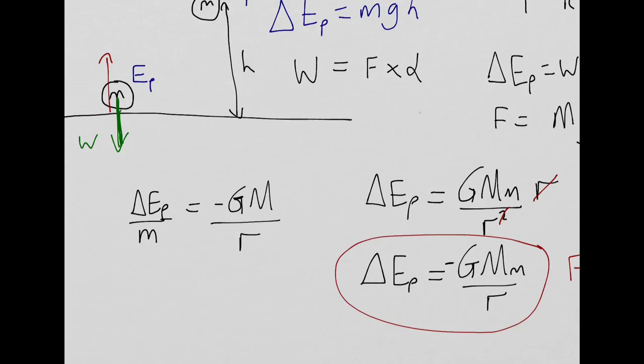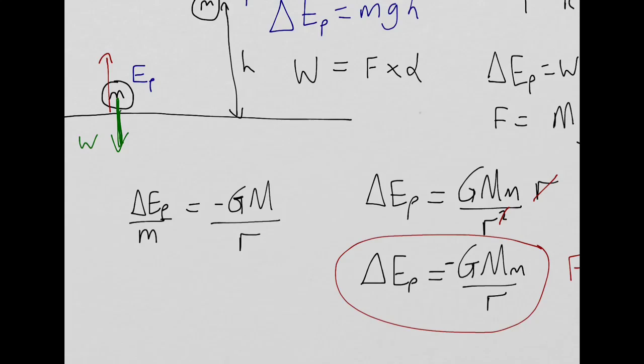So what it means is, if I was to move an object, or if I was to be moved a distance r from the surface of the Earth, I would therefore have a change in gravitational potential energy for every kilogram of mass equal to whatever this comes out at. So this is a nice general situation.